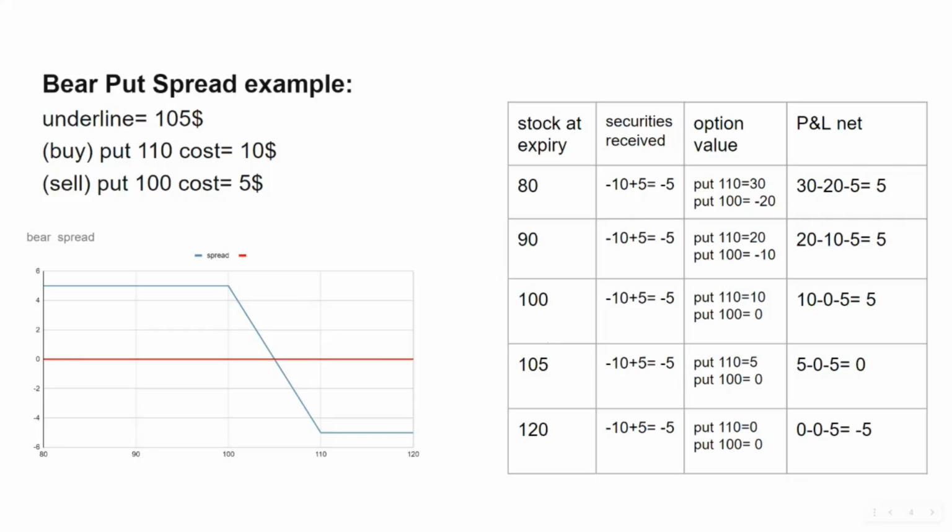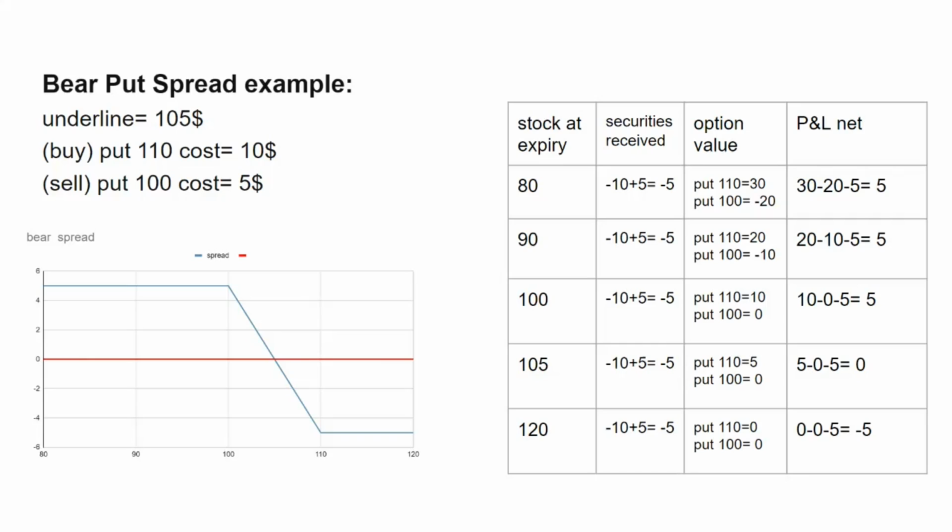So all in all, we got $5 from the put 110, but we still spent $5 in total for those two put options. So that's why it brings us to 105 as our break-even point. This point here means that we're break even.